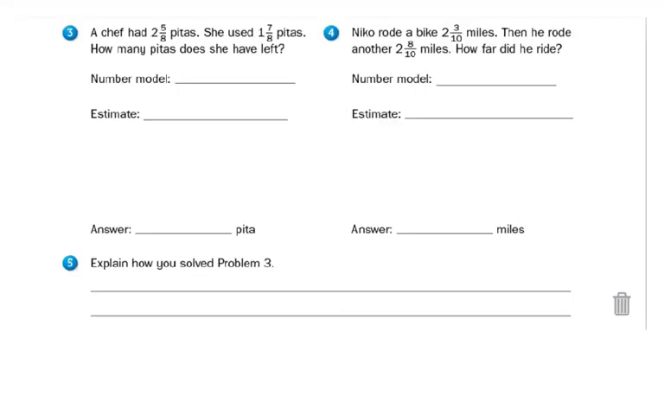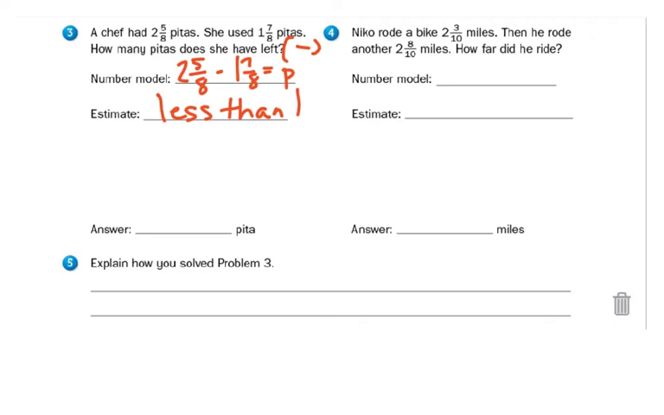Number 3, a chef has 2 5/8 pitas. She used 1 7/8 pitas. How many pitas does she have left? When it asks how much she has left, it's trying to figure out difference. So I'm going to subtract 2 5/8 minus 1 7/8 equals how many pitas are left? So I'm going to say less than 1 pita is left, less than 1 whole.